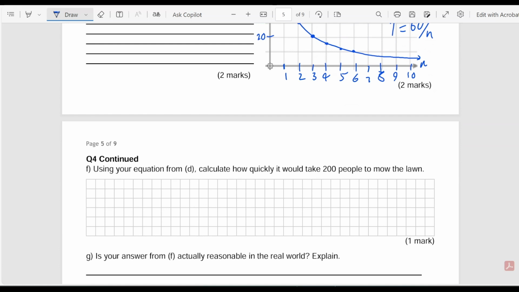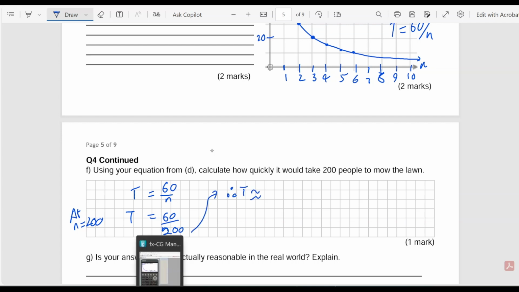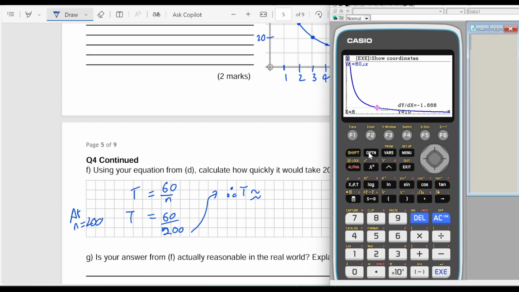All right, using our equation, we want to calculate how quickly it would take 200 people to mow the lawn. So we saw before that t was 60 over n. So if you want to use function notation as well, you could write t of n is 60 over n and then work out t of 200. Or you can just do it normally. So you can just go t is 60 over n and then go at n equals 200. T is 60 over 200. Therefore, t approximately equals, and let's just work out 60 over 200.